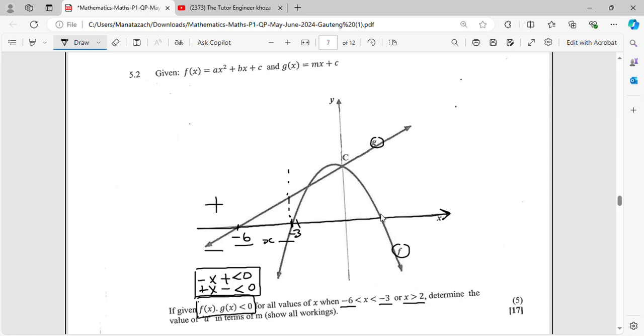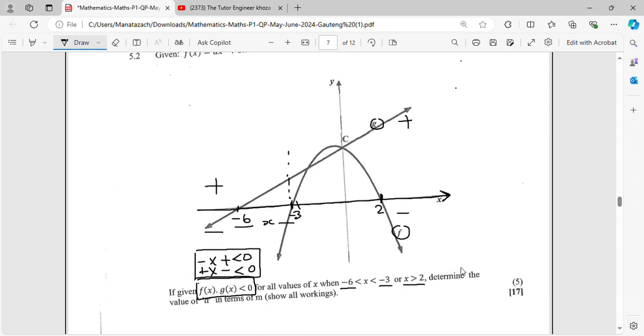You will notice that here, that's where the 2 is going to be, because after 2 and all the numbers to the right of 2 which are greater than 2, we have the f of x graph below the x-axis, meaning it's negative. And for the same area, the g of x graph is always going to be above the x-axis line, meaning it's always going to be positive. So that is what the statement is saying.